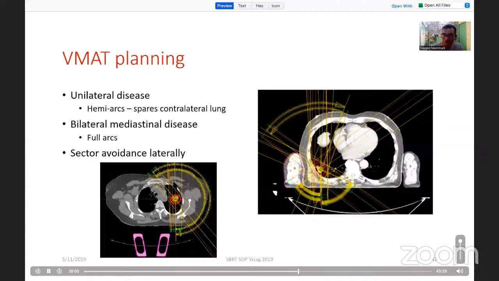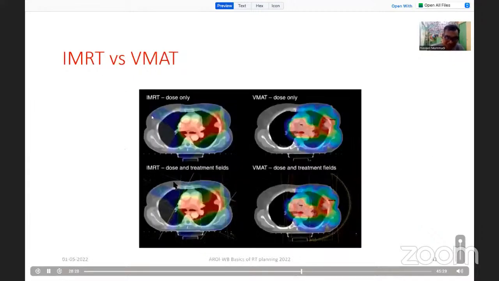But when we are using a full arc, again, we tend to use something called sector avoidance. This is very important in patients in whom you want to reduce the lung doses, or if you have the shoulder or the arm in the way. By using sector avoidance in the lateral direction, you could control the dose to the heart and the lungs to a certain extent.